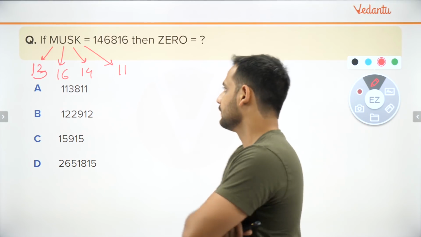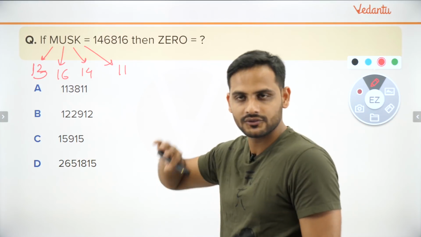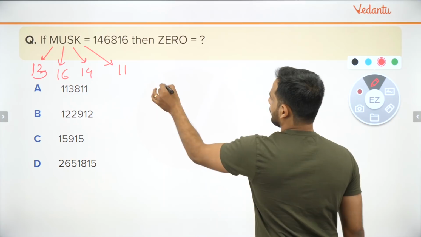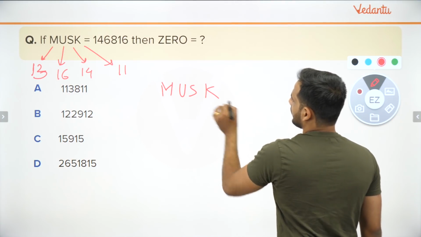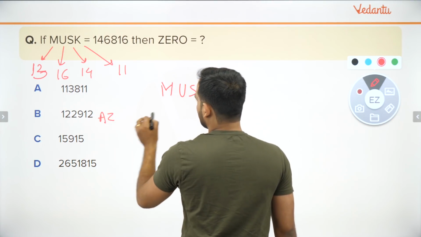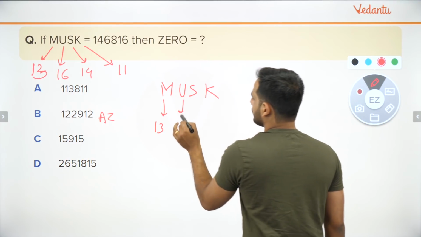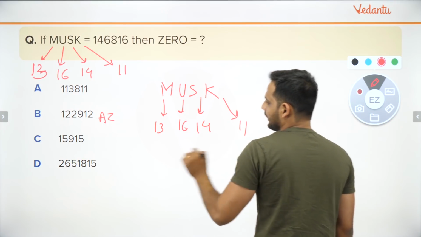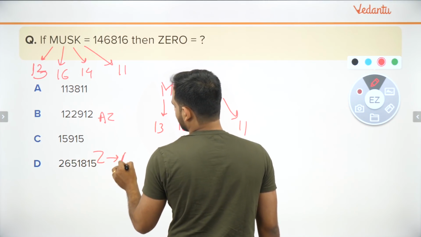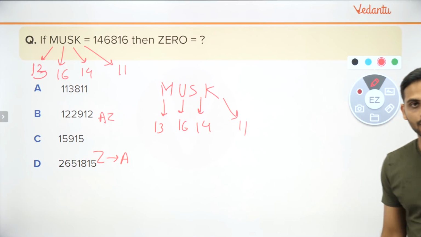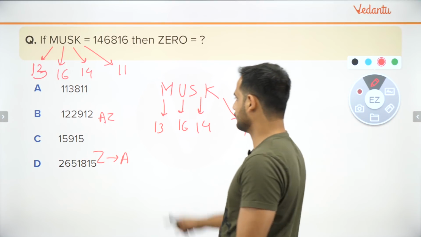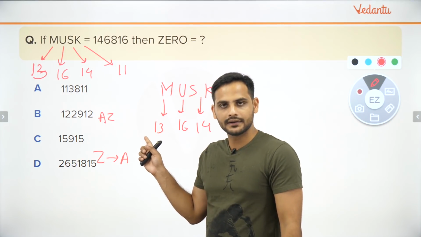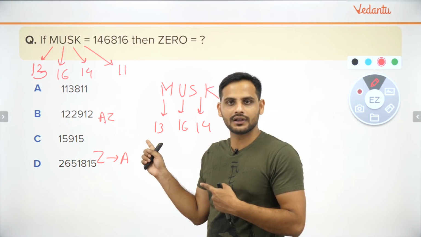Reverse order is also there. So the reverse value, bacho, if you find out their reverse value, what you will get to know is MUSK. If I go from A to Z, the values are 13, 16, 14 and 11. If I go from Z to A, bacho, the value will be 26 minus this value plus 1.